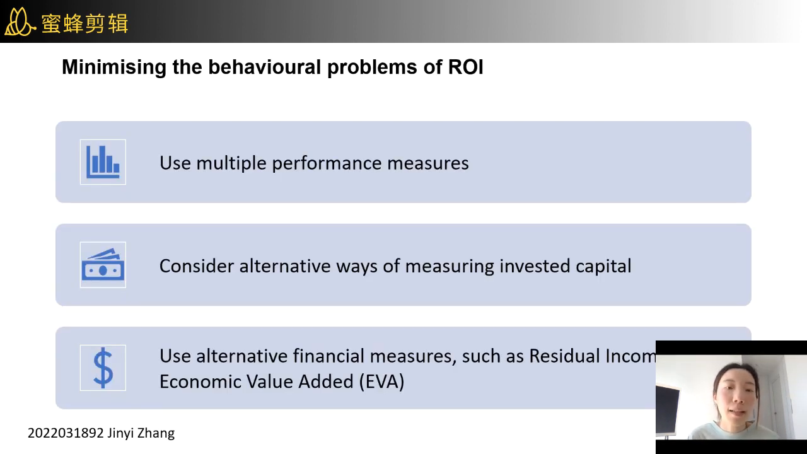So, based on the problem we discussed before, how do we minimize the behavioral problems of ROI? There are three measures. First of all, we can use multiple performance measures and consider alternative ways of measuring invested capital. Also, we can use alternative financial measures such as residual income and economic value added. Okay, that's all of my part. Thank you guys.